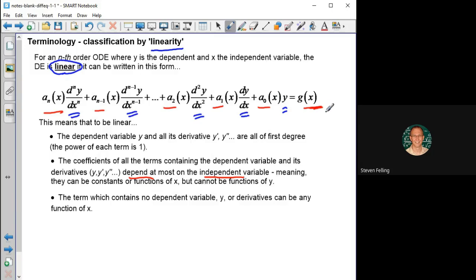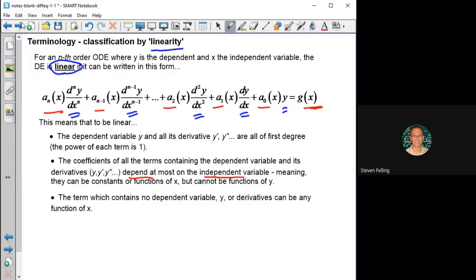All right, so that's the way I remember it: if you identify the dependent variable, then you can list it in this order from left to right, the highest order derivative down to just the variable itself, and then a constant or all the terms that have no y in them. Then all of those pieces have to be linear, and all of the coefficients can be functions of only x but not y.